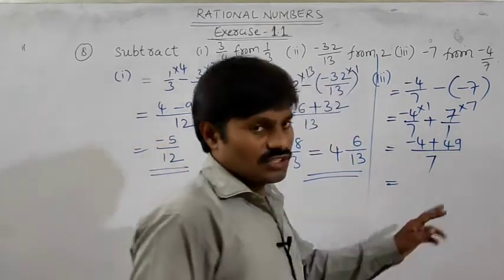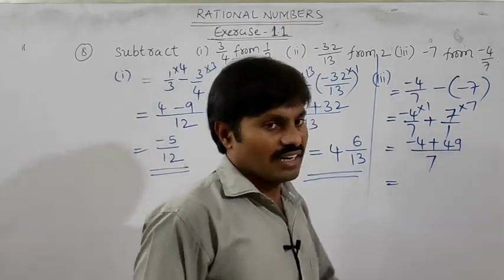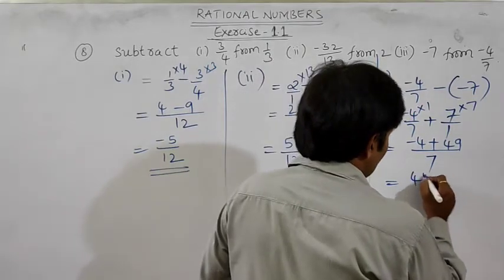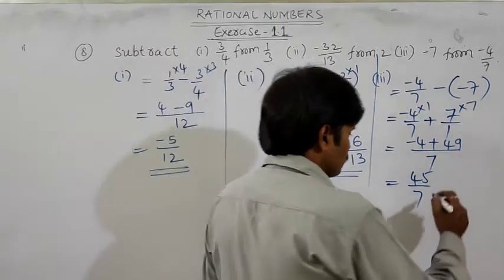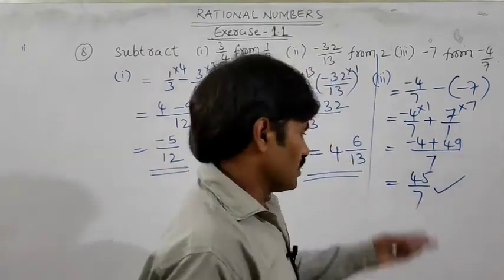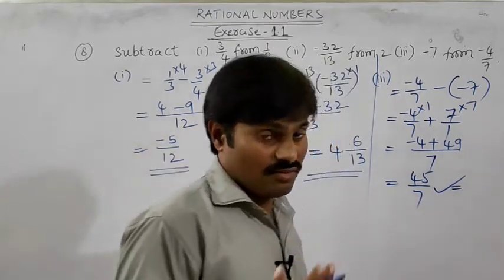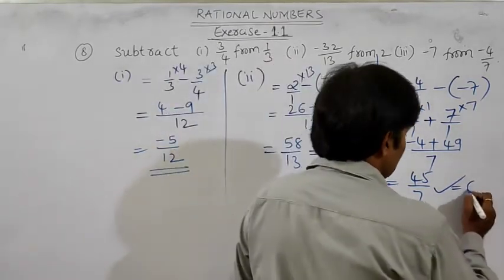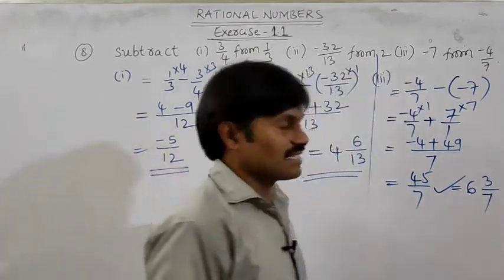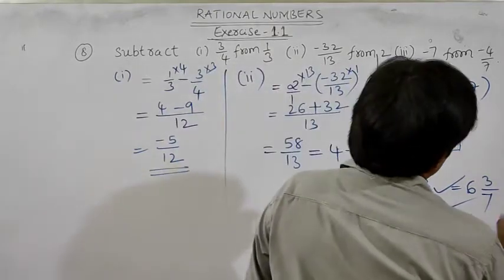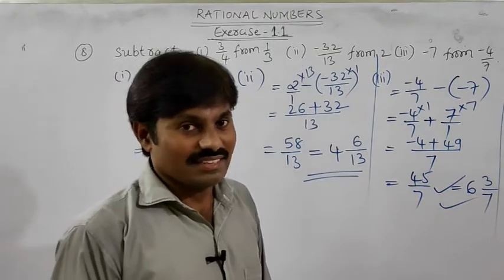If we simplify, these two have different signs. So if you subtract 4 from 49, it becomes 45 by 7. It can also be expressed as a mixed fraction. 7 7s are 49, it is not 45. So 7 6s are 42, and 3 is the remainder. So 6 3 by 7. So what is the answer? 6 3 by 7. Clear?